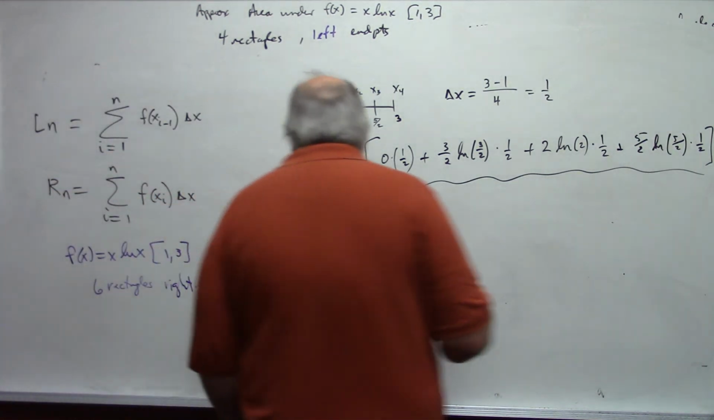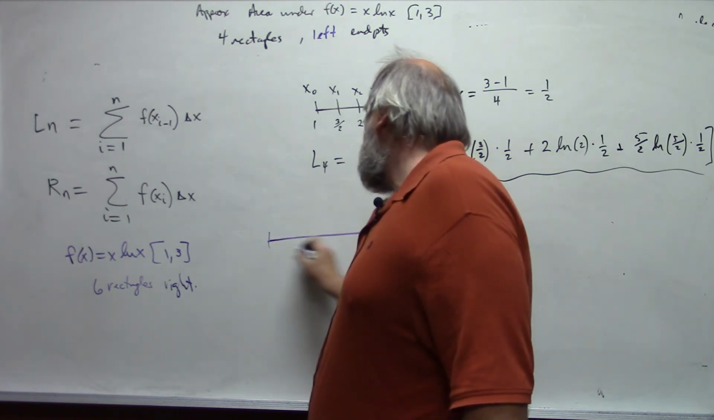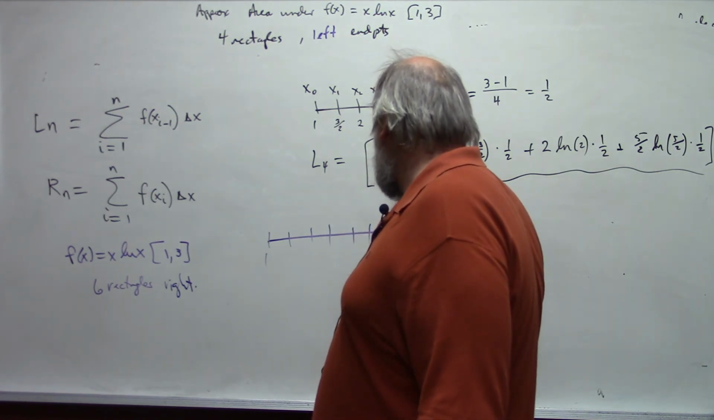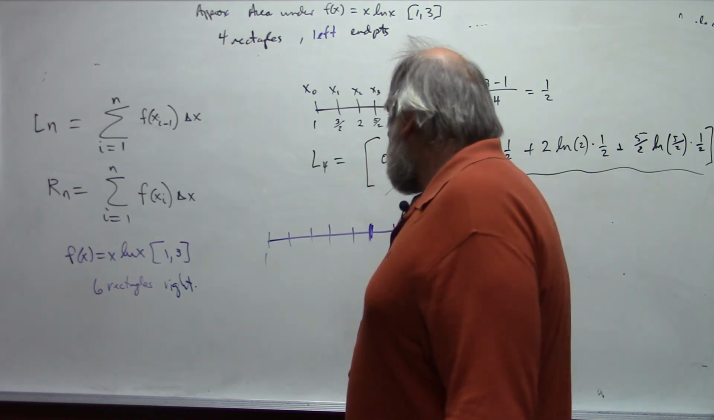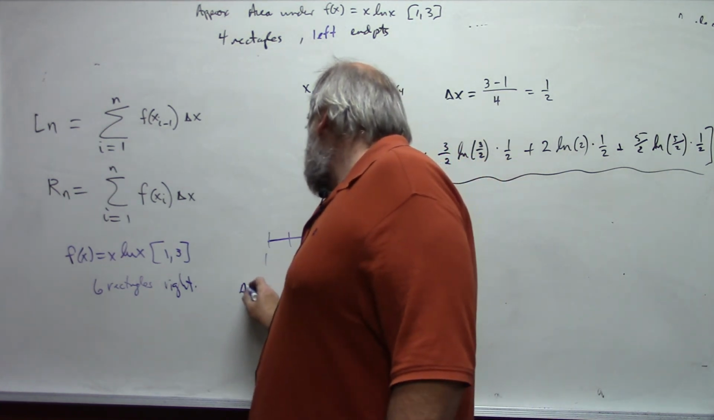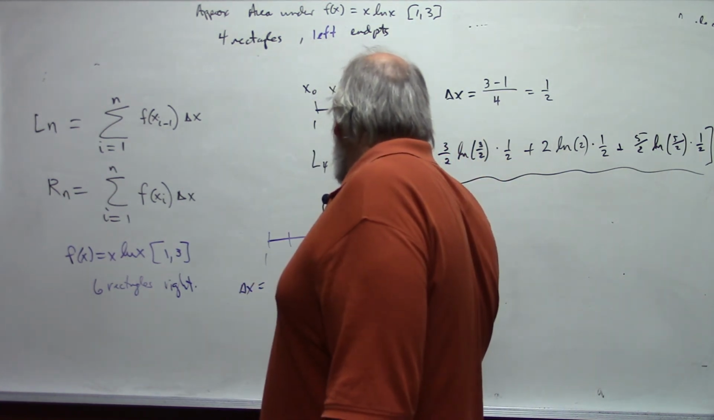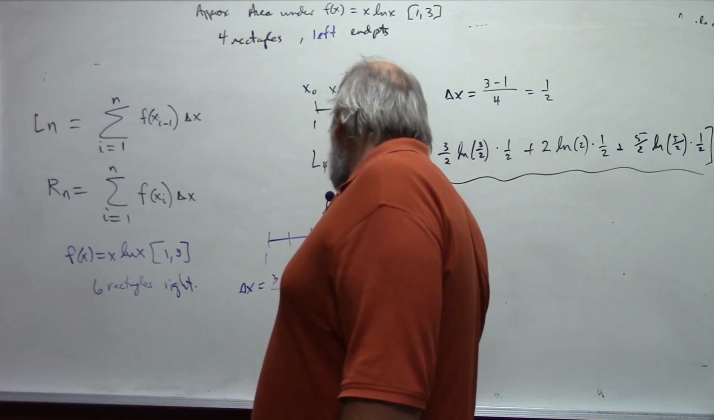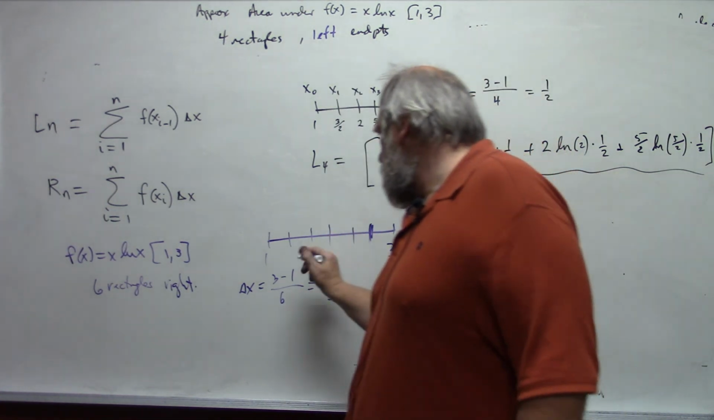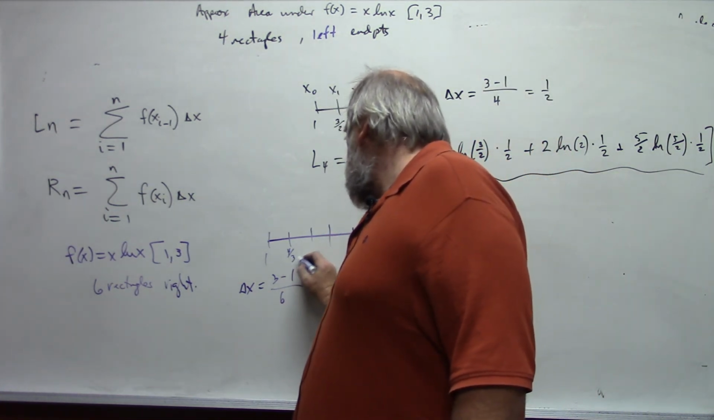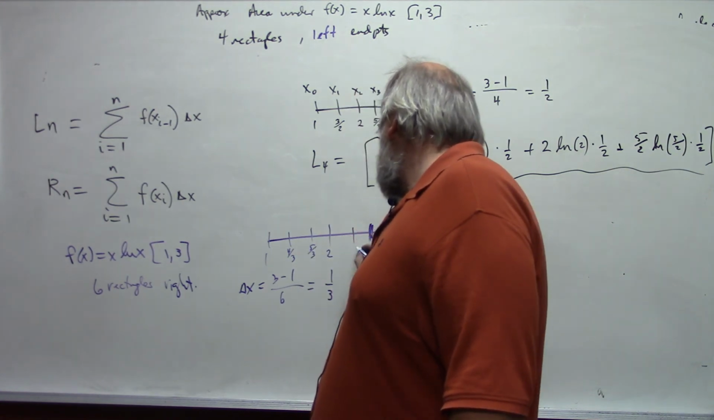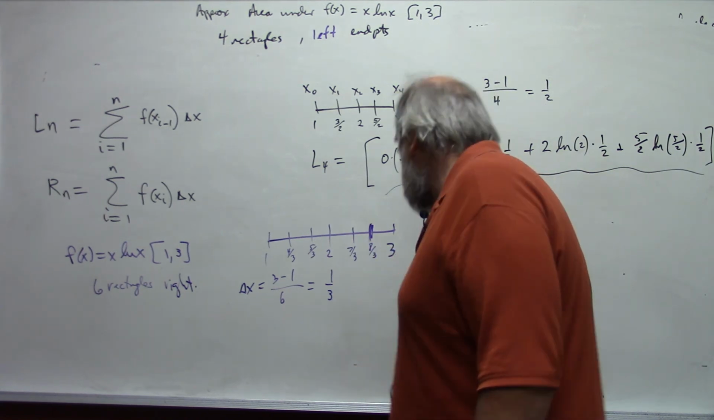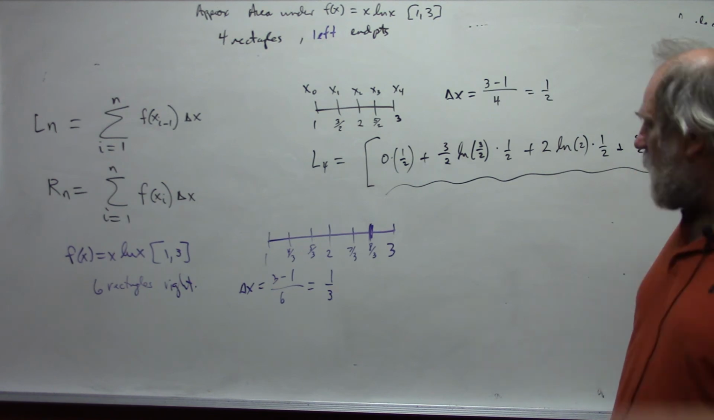So, now I need to break this interval apart into 6 subintervals. Again, I will try and get them somewhat evenly spaced. My delta x in this case is, again, b minus a over n, or in this case, 1/3. And so my values become 4/3, 5/3, 2, 7/3, 8/3, 3.